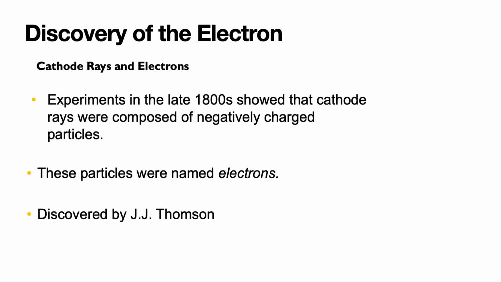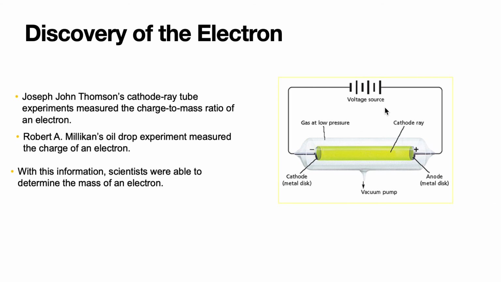Okay, so the discovery of the electron. Cathode rays and electrons. Experiments in the late 1800s showed that cathode rays were composed of negatively charged particles. These particles were named electrons, and J.J. Thomson discovered the electron. So here's a cathode ray tube. J.J. Thomson's cathode ray tube experiments measured the charge to mass ratio of an electron. And Robert Millikan's oil drop experiment measured the charge of an electron. With this information, scientists were able to determine the mass of an electron.